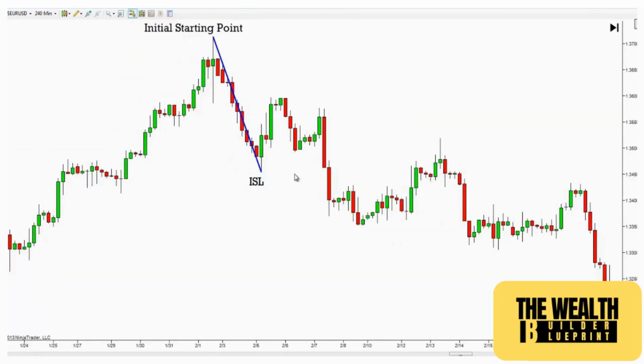Initial structure low. We then get our outside return, and you can see that it completes lower than our initial starting point.